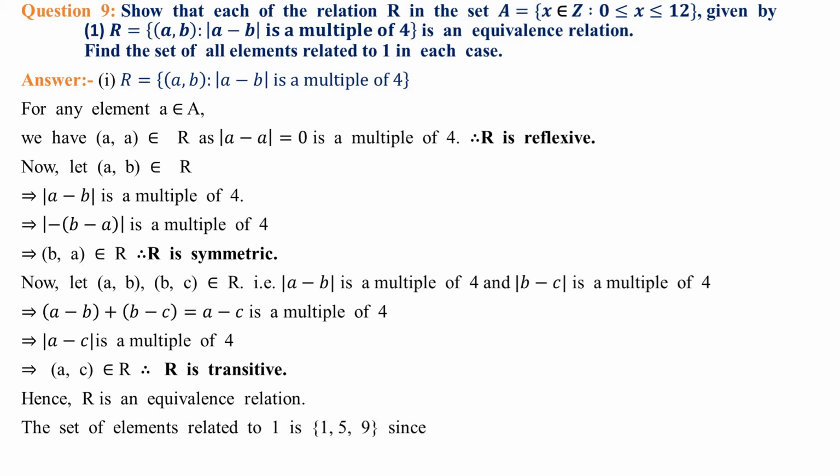Suppose the set of elements related to 2. Suppose we are given the number 2, then what is the set? So the set related to 2 is {2, 6, 10}. Because 2 minus 2 is 0, so 0 is a multiple of 4. Next 6: 6 minus 2 is 4, so 4 is a multiple of 4. Next 10: 10 minus 2 is equal to 8, so 8 is a multiple of 4.